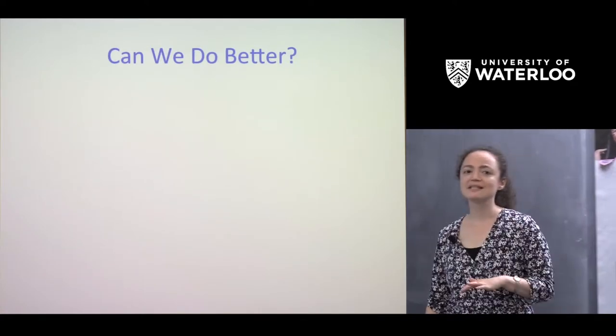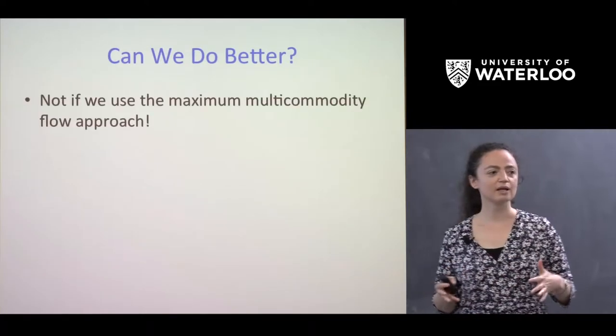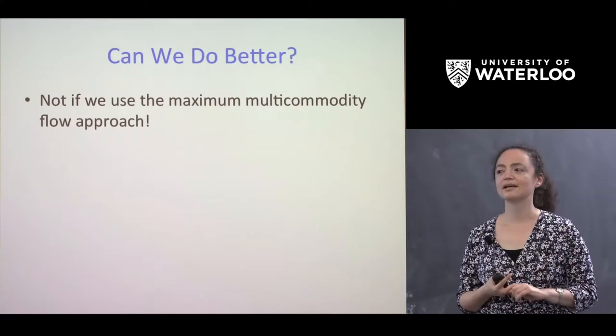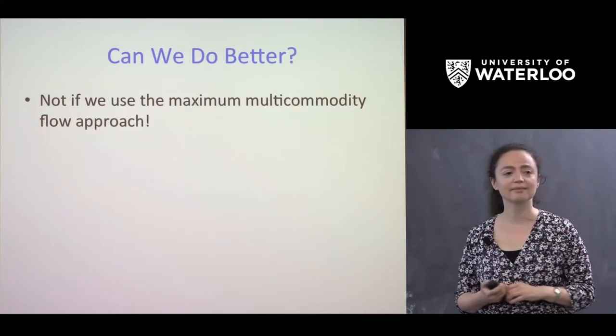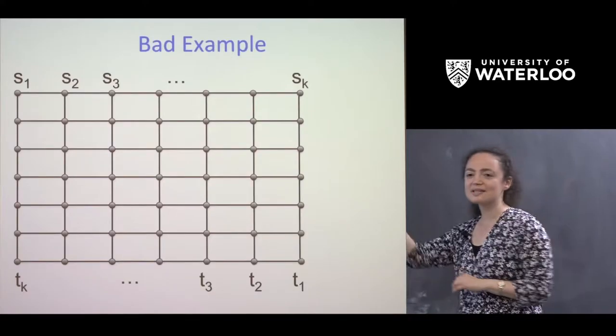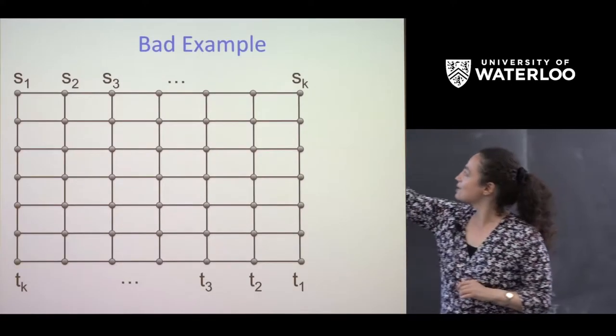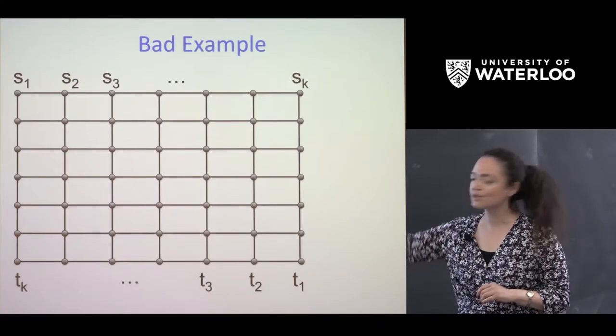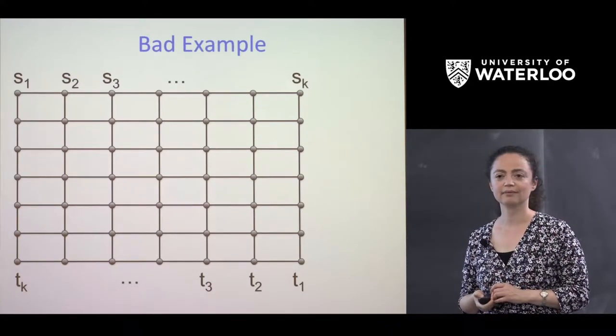So it turns out that if you stick to the same technique, if you want to do LP rounding of the multi-commodity flow relaxation, then you cannot do any better than this. Let me show you why. It's a really cool and simple example. You just take a grid. The sources are on the top row of the grid. The destinations are on the bottom in the opposite order.